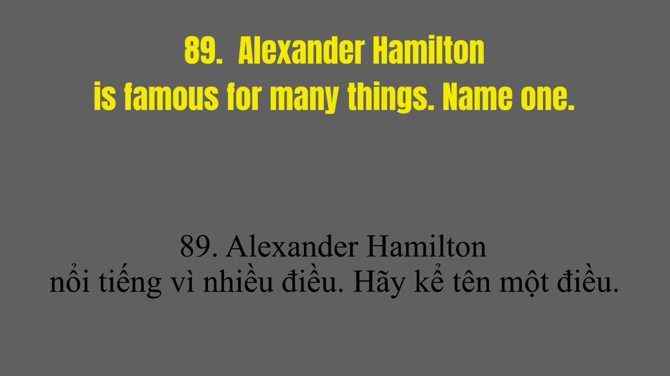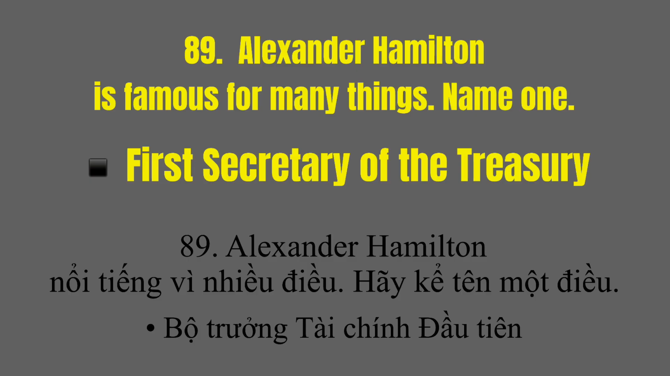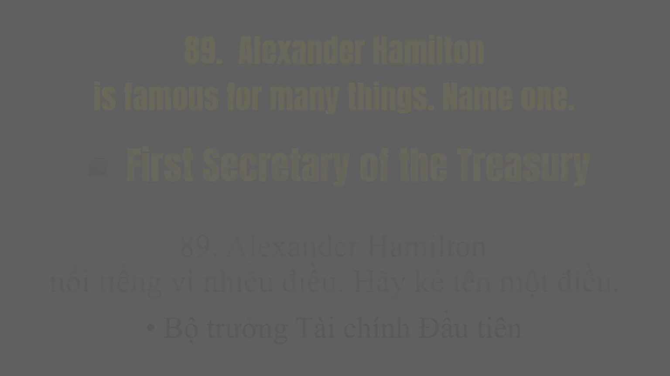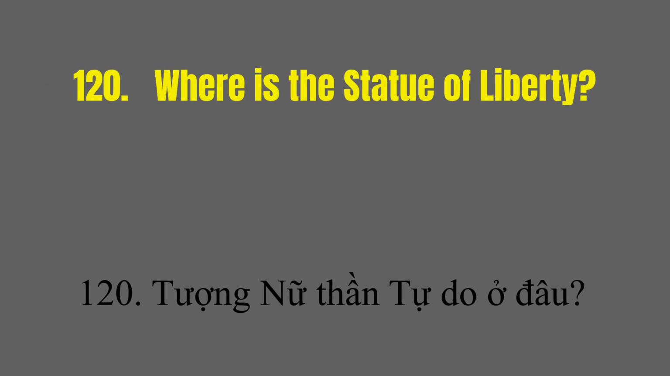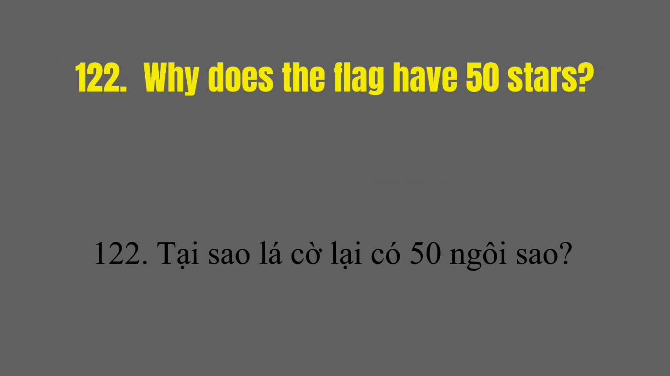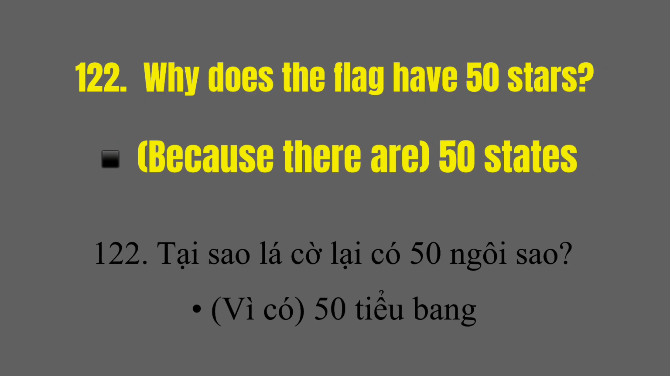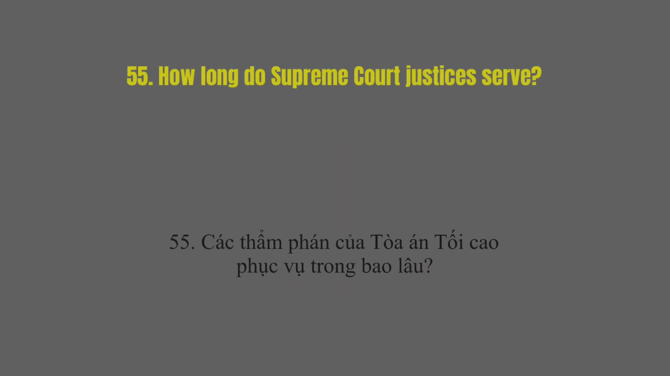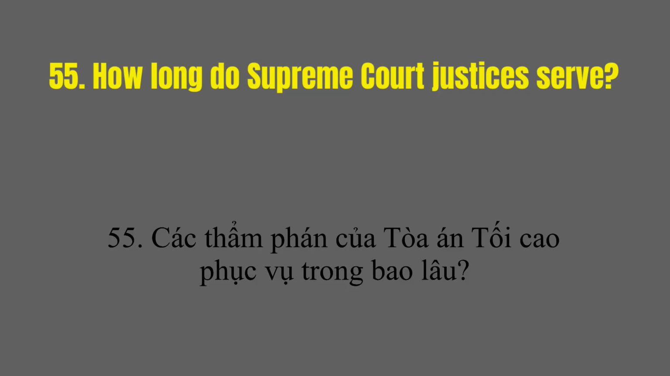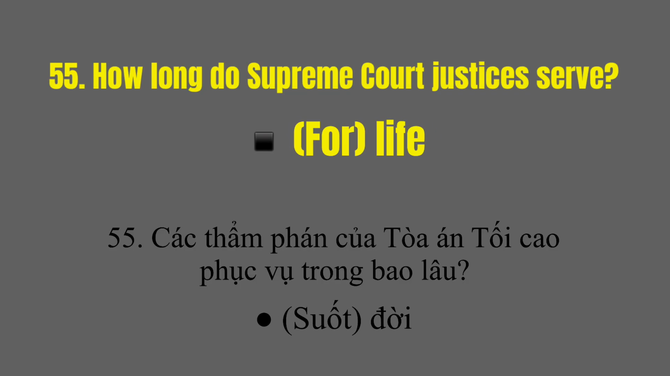Alexander Hamilton is famous for many things. Name one. First Secretary of the Treasury. Where is the Statue of Liberty? New York. Why does the flag have 50 stars? Because there are 50 states. How long do Supreme Court justices serve? For life.